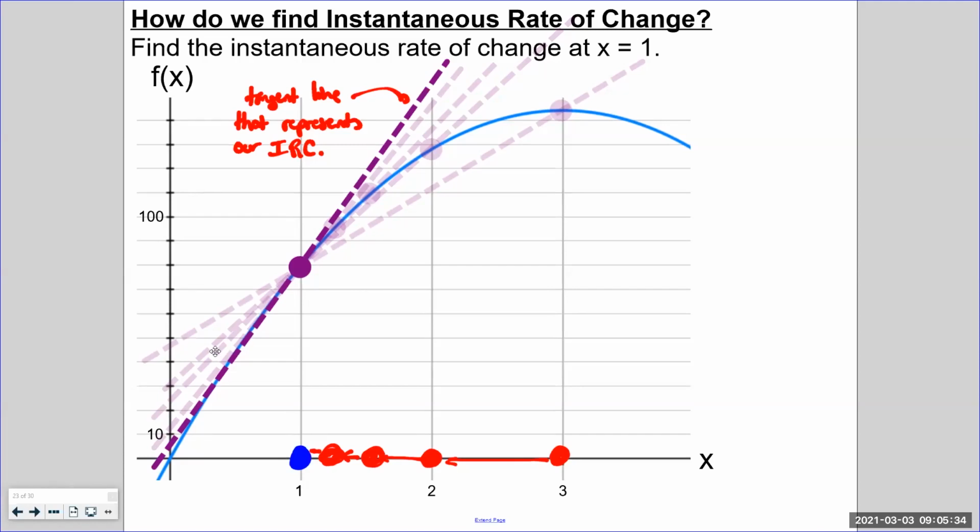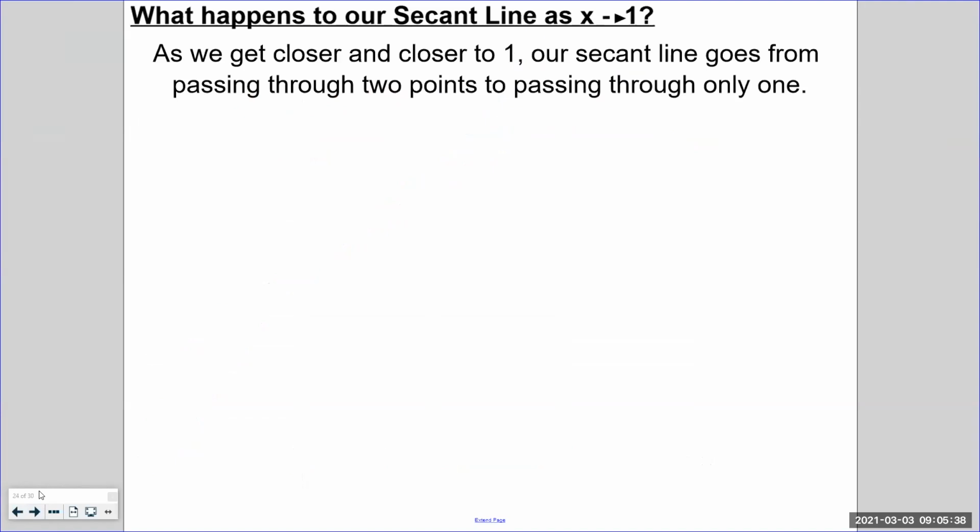Now, what does this all mean? Well, what happens to our secant line as we get closer and closer to x equals 1? As we get closer and closer to x equals 1, our secant line goes from passing through 2 points to only passing through 1, which was our entire goal. Turn that secant line into a tangent line.